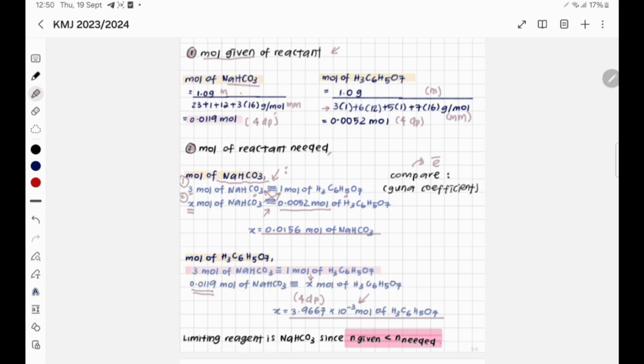Okay, lepas je settle dua step ni, step ketiga kita kena dapatkan which is the limiting reagent. In order to identify limiting reagent, kita just kena make sure mole given dia adalah kurang daripada mole needed. So in this experiment, NaHCO3 will be the limiting reagent because mole yang dorang guna semasa eksperimen adalah lebih kurang daripada mole yang sebenarnya eksperimen tu memerlukan. So therefore, lepas dia dapat limiting reagent ni, kita dah boleh proceed to our first question tadi.